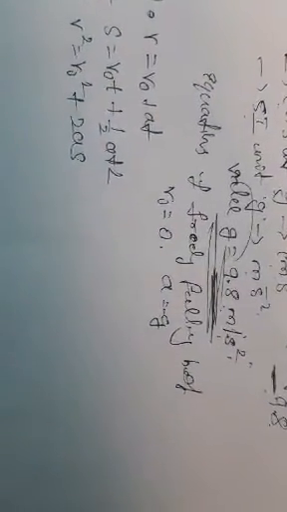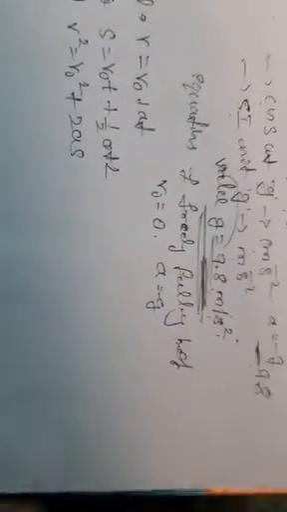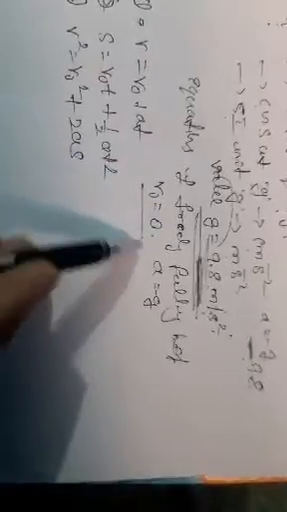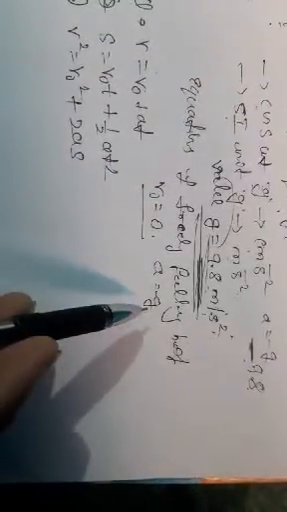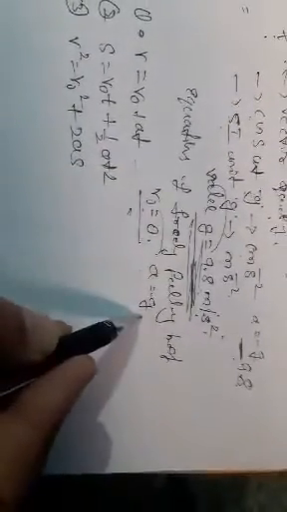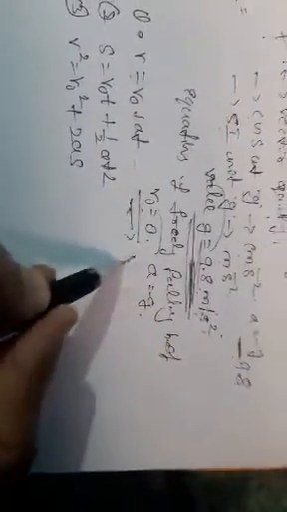When a body is freely falling, what are the equations? For the equation of motion of a freely falling body, the initial velocity is 0 and the acceleration is minus g. Substitute this initial velocity and acceleration into the equations. The first equation can be written as v is equal to 0 plus minus g t, or v is equal to minus gt.